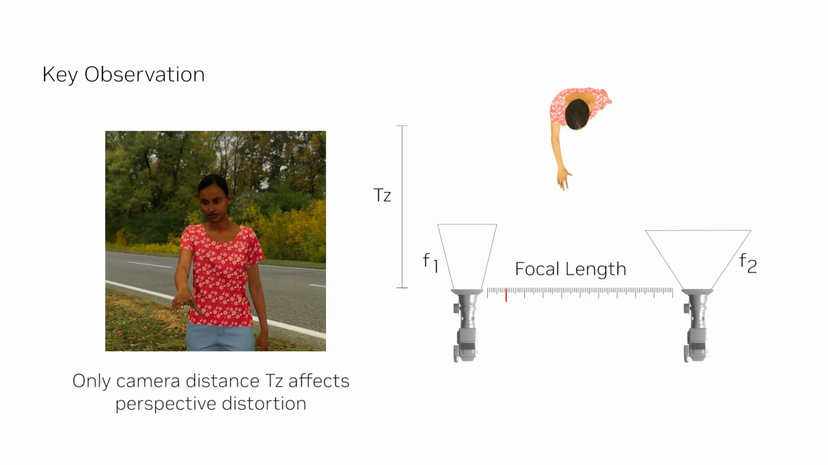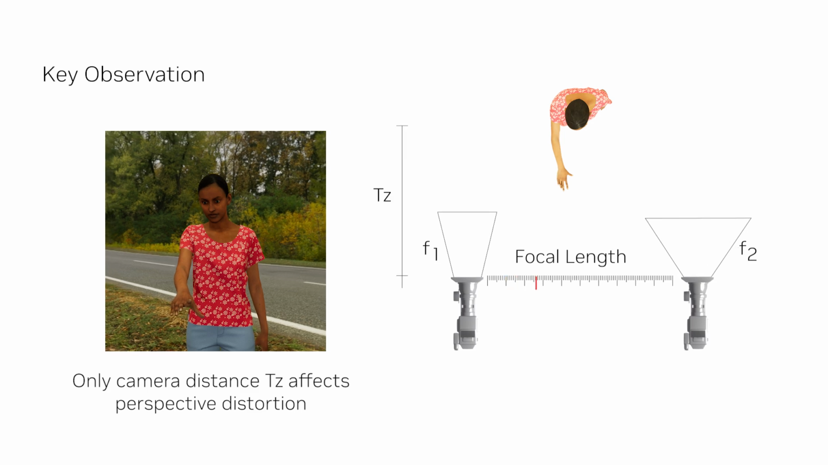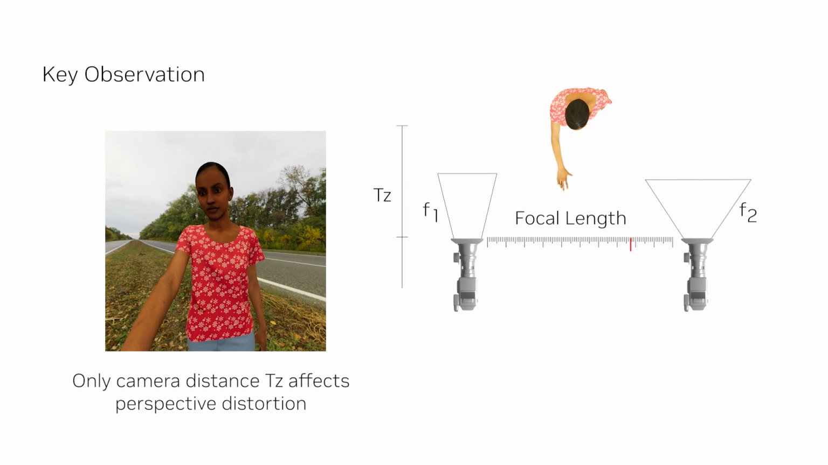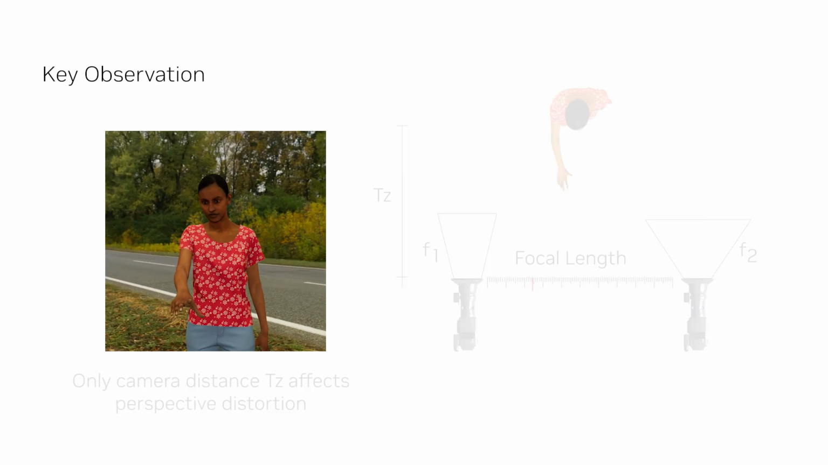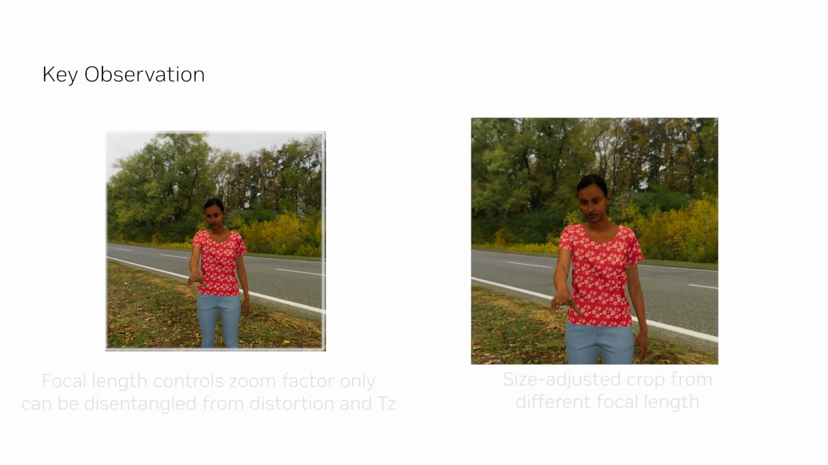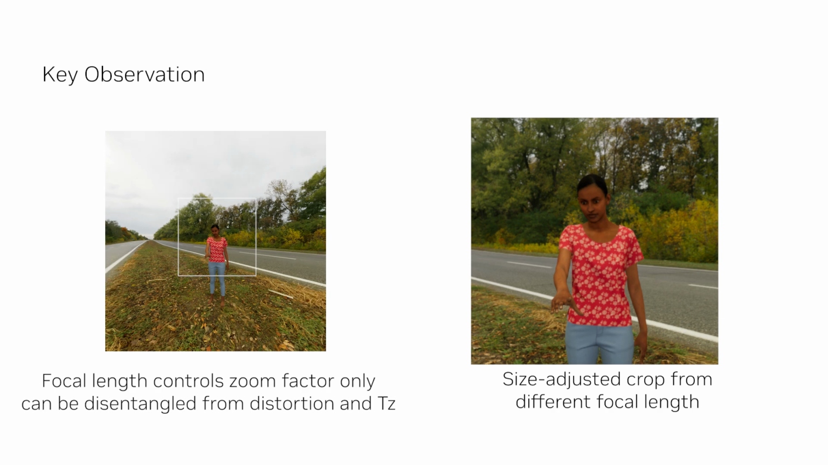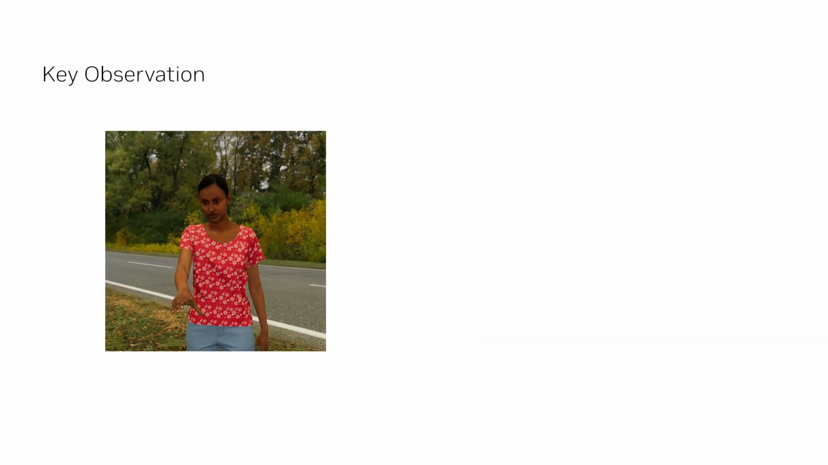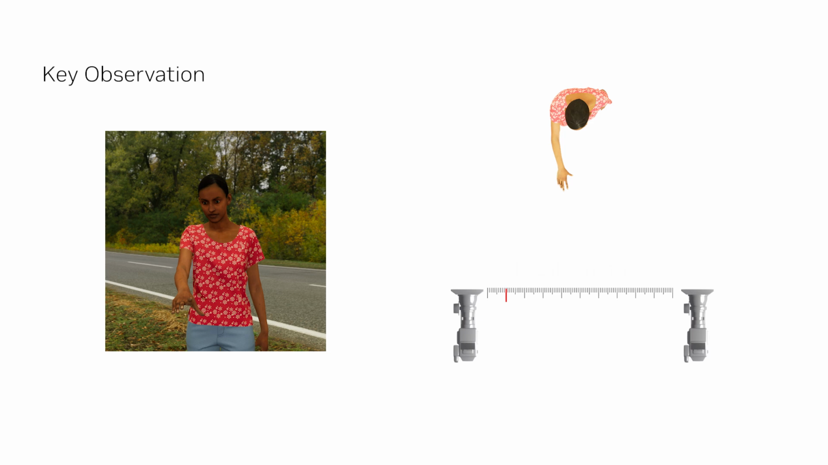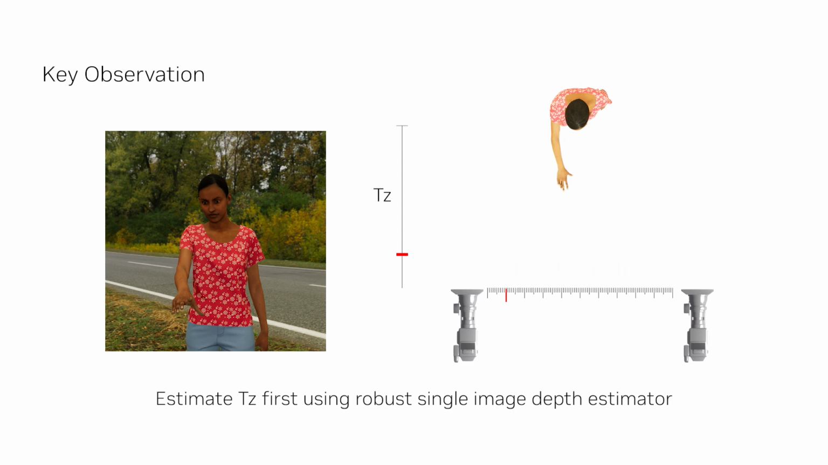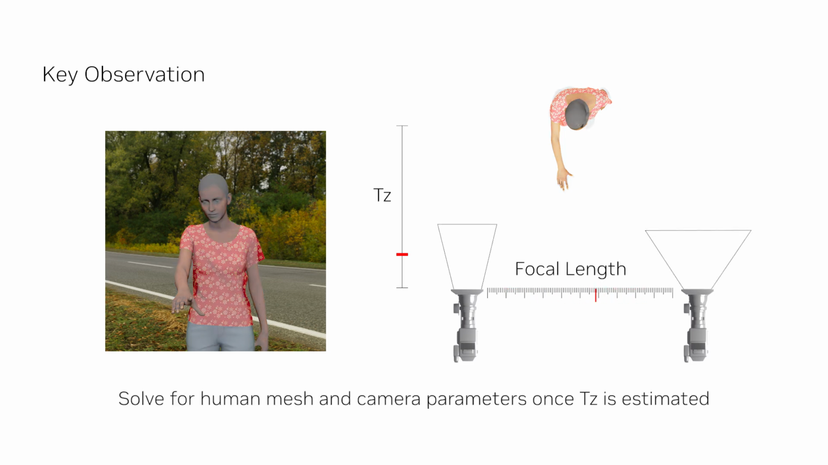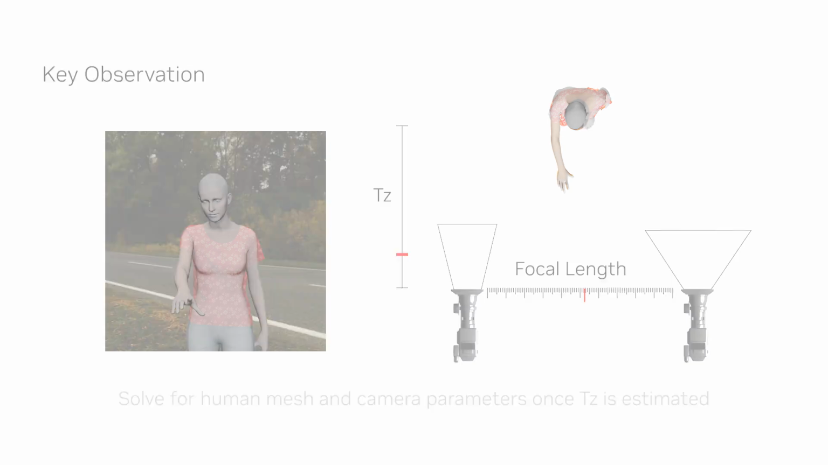Our key observation is that, mathematically, the amount of perspective distortion is inversely proportional to the distance between camera and person. The camera's focal length does not affect distortion, but merely acts as a zoom factor. Motivated by this intuition and the recent success of one-shot metric depth estimators, we build a module for TZ estimation. Once TZ is estimated, the other variables become easier to solve, and the human mesh can be estimated more accurately.